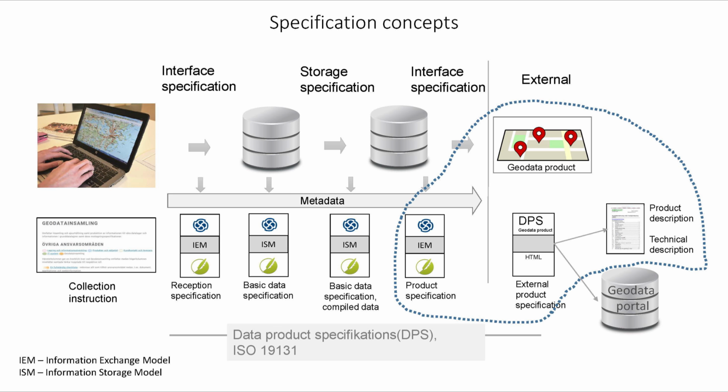And on the lower level, we have all different kinds of specifications that we use. We have collection instructions, and then we have different kinds of models. We have exchange models, both for collecting data and for the suppliers at the end for the interface. And we also have our own storage model, how to put our basic data in the databases. And before we supply the data, we also put all our basic data in a compiled dataset to make it more efficient for delivery.